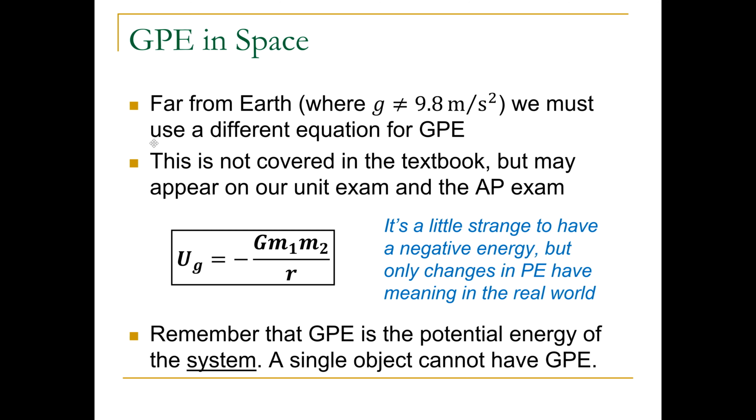And again, it's a little weird to have that negative sign, but that negative sign is necessary so that whenever there's a change in gravitational potential energy, that's really what matters. So if it's increasing or decreasing, that will tell us what's happening, in this case, to the kinetic energy.